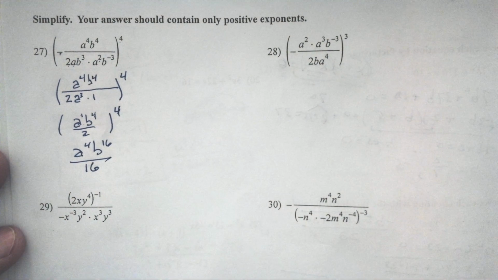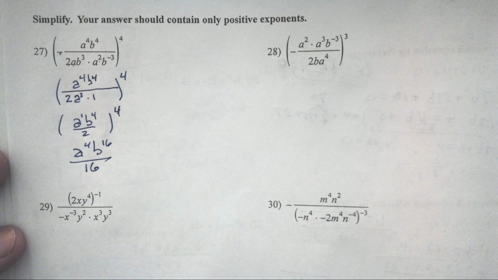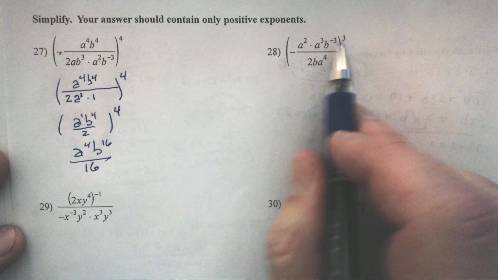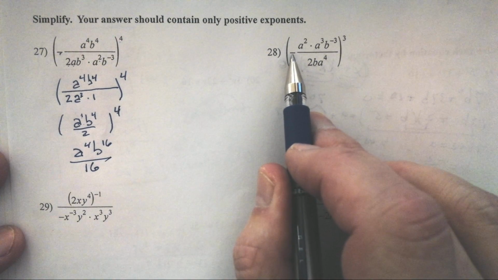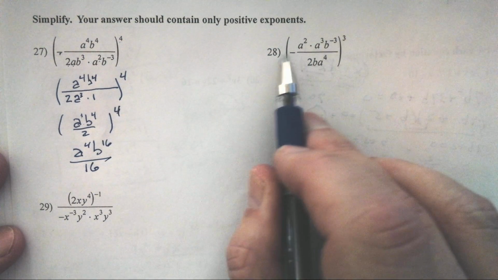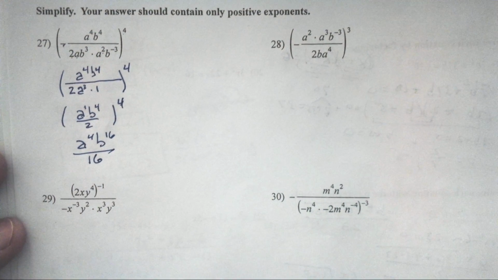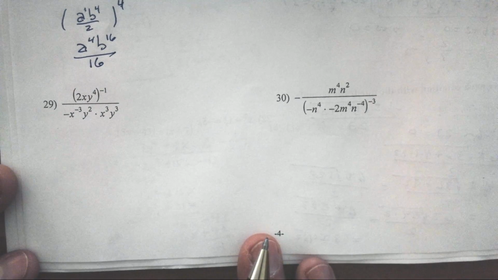Now, if you should be pausing this, or when you go about doing number 28, notice this 3. Unlike the 4 over here, this 3 is not going to affect the fact that this is a negative. 3 negatives makes a negative. This negative is going to survive. Okay, let's take a look at 29.